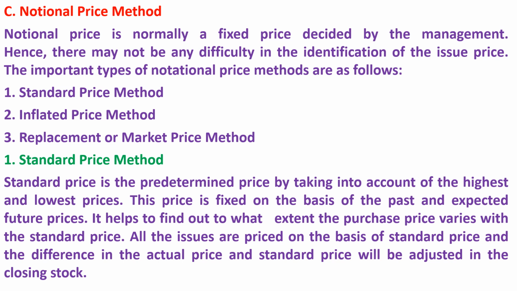1. Standard price method. Standard price is the predetermined price by taking into account the highest and lowest prices. This price is fixed on the basis of the past and expected future prices. It helps to find out to what extent the purchase price varies with the standard price. All the issues are priced on the basis of standard price, and the difference in the actual price and standard price will be adjusted in the closing stock.